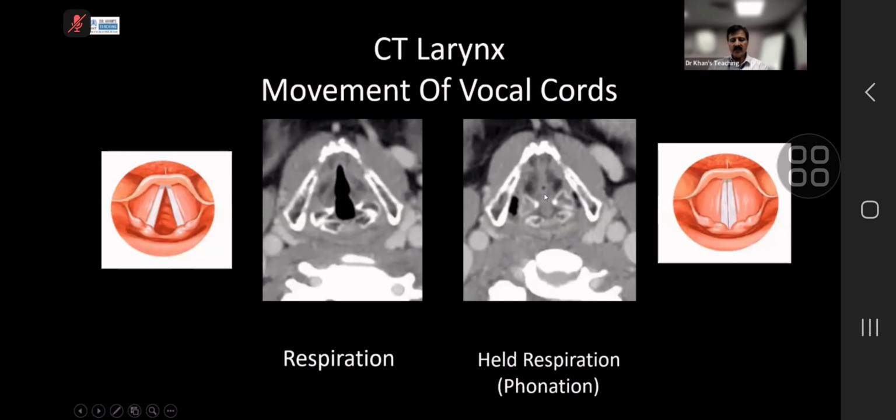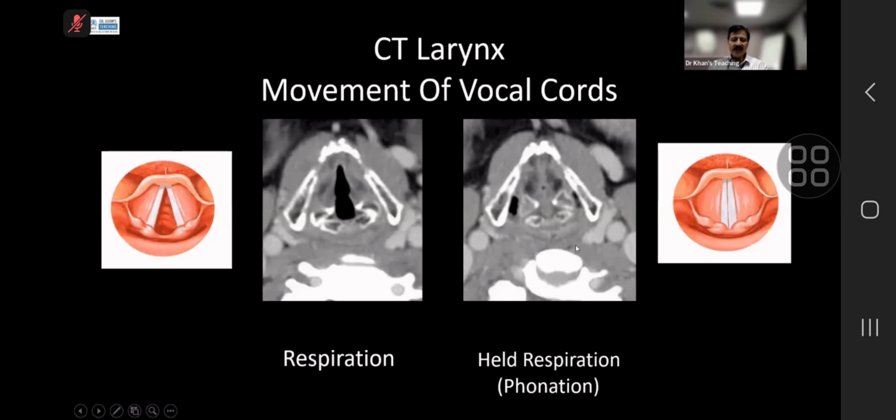The second phase is held respiration or phonation. Here, you just cover from the mandible till inferior to the cricoid. So indirectly, you can get the motion of the cords. You can document the motion of the cords. You cannot do it on MR. Remember that. So this is the CT laryngeal protocol.